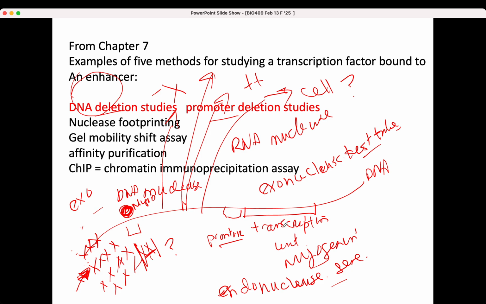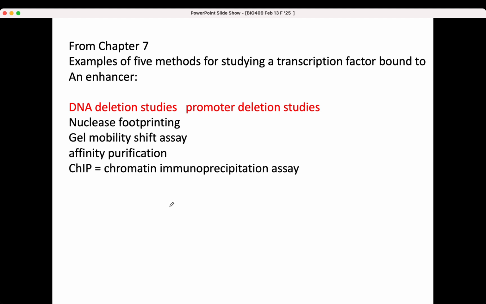Yay! And I might just be able to do all these here in this short second part of today's snow day lecture, because the next one is nuclease footprinting, and in this one we're going to use an endonuclease.